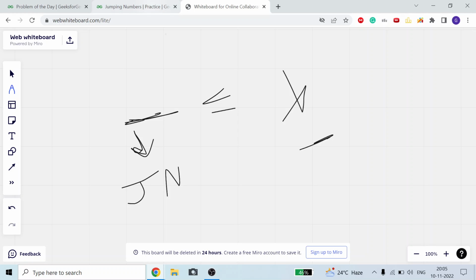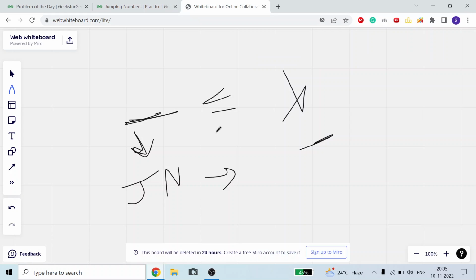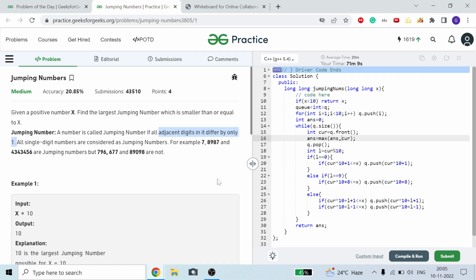Now what is a jumping number? A jumping number is a number where all adjacent digits differ by 1. All adjacent digits in it should differ by 1 only. Suppose this digit is a, then the next digit can be a plus 1 or a minus 1, so that the difference between these two remains 1.